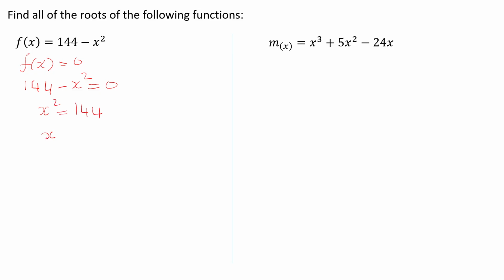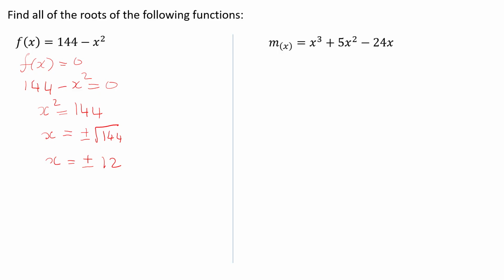So take the square root of both sides. So x equals plus or minus the square root of 144. The square root of 144 is 12, so x equals plus or minus 12.